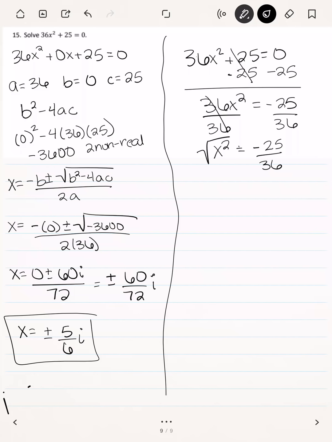Then I'm going to take the square root of both sides. So remember, the radical cancels out the exponent. Well, the square root of 25 is 5. The square root of 36 is 6. The square root of negative 1 is i. So when I take the square root of negative 25 over 36, I get plus or minus 5i over 6. So again, it's your personal preference. Quadratic formula always works, but this is how I would solve it if I saw this equation. So this is the Unit 2 review for Part 1 of the test. Unit 2 review for Part 2 will be coming soon.